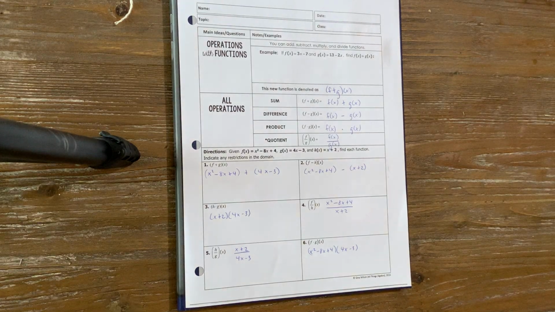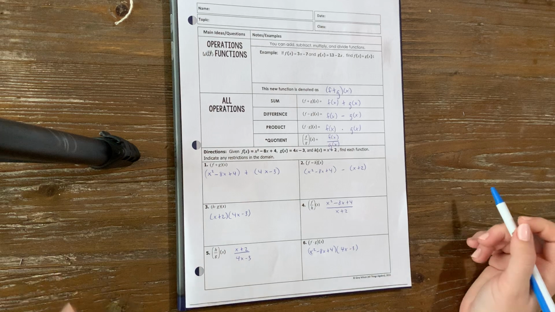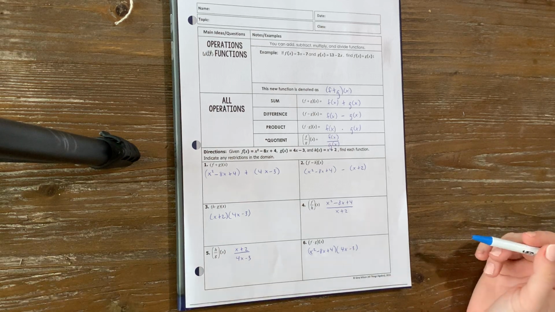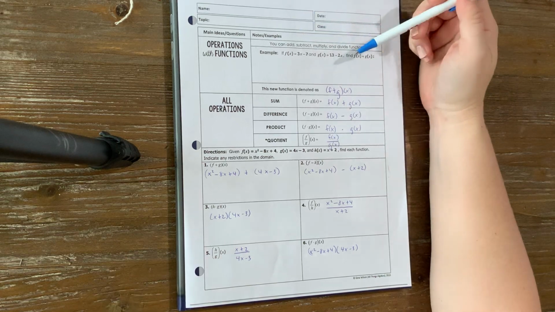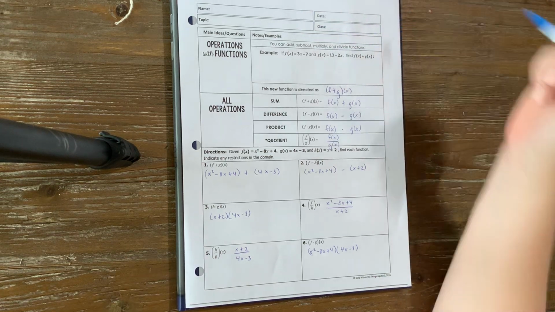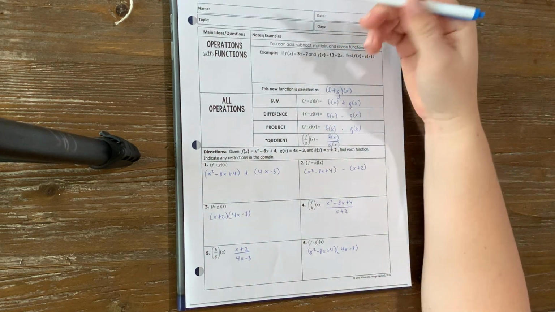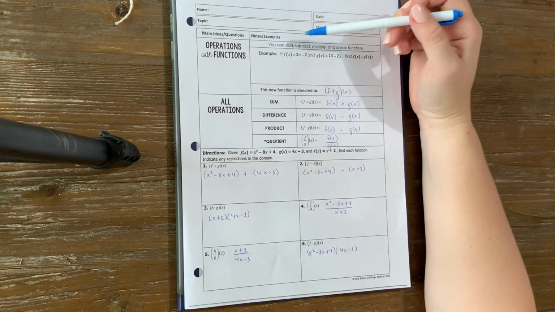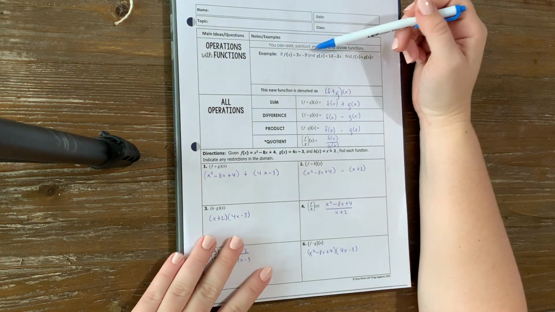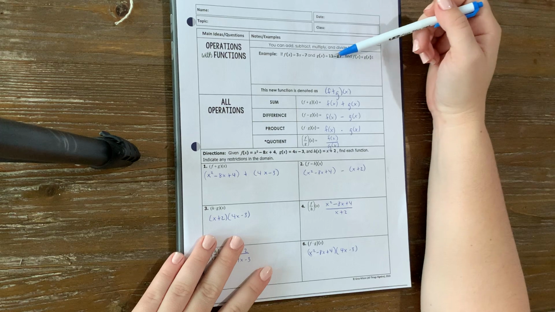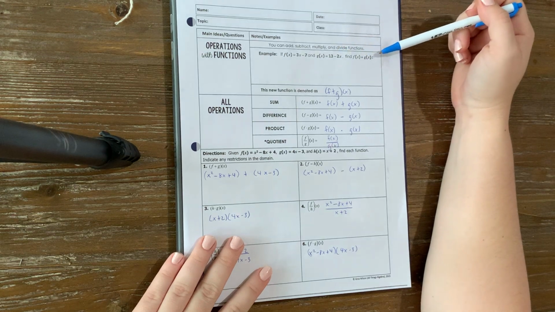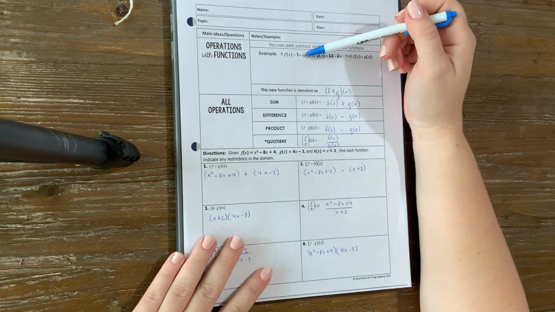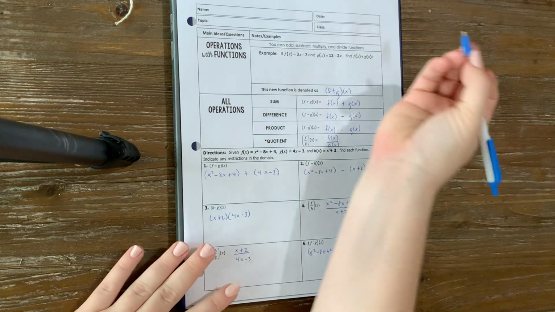Hey guys, so this video is over operations with functions and compositions of functions. You can add, subtract, multiply, and divide functions together. In this example, it says if f of x equals 3x minus 7 and g of x equals 13 minus 2x, find f of x plus g of x. All we're doing is adding these two functions together.